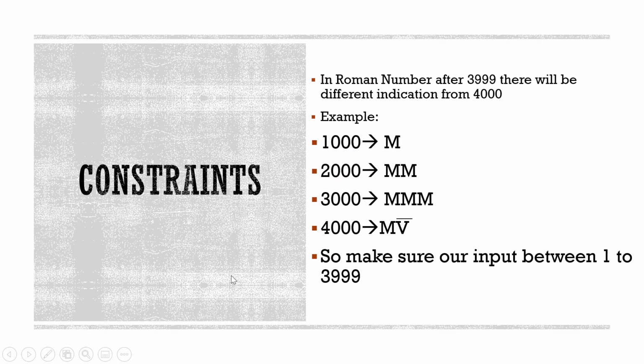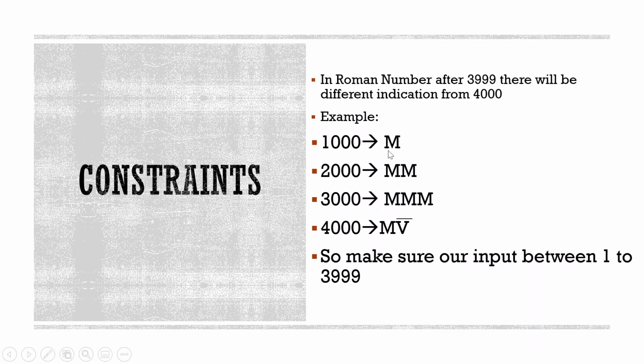Let's talk about the algorithm. So what are the constraints in Roman numbers? Make sure our Roman numbers are between 1 to 3999. Why? Because after 3999, when it comes to 4000, we have a bar. This is the most important thing.